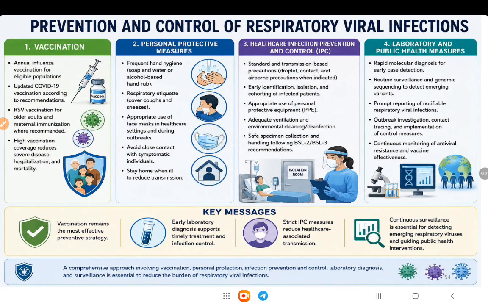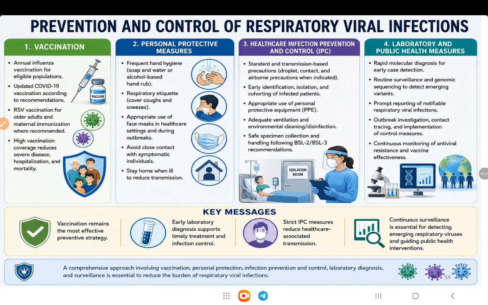In this picture you can see different prevention and control procedures for respiratory viral infections. We can use vaccination, like the influenza vaccine every year, the COVID-19 vaccine, and RSV vaccination for older adults or maternal when recommended. High vaccination coverage reduces severe disease and hospitalization. Personal protective measures are also very important: washing hands, wearing a mask, and staying at home to reduce transmission.